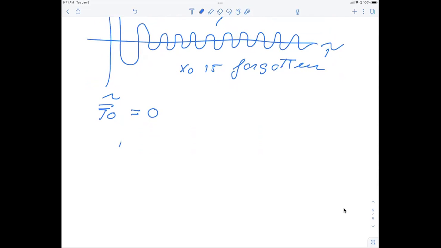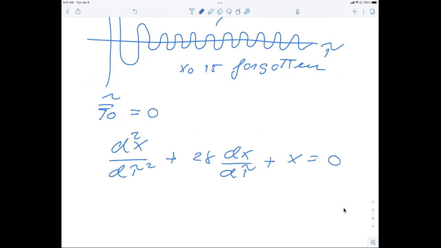Then the differential equation we want to solve is simply this one, plus 2 times gamma of dx d tau plus x equals 0. So if you now think back to what we did without this term with the velocity, if you were to guess a solution here, what would you guess upon? What would be your guess for a kind of solution here?